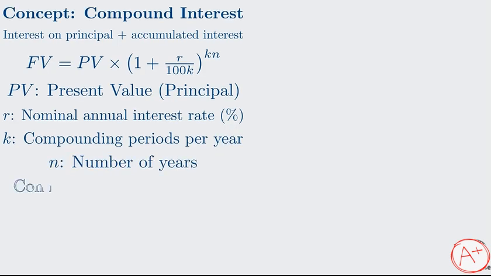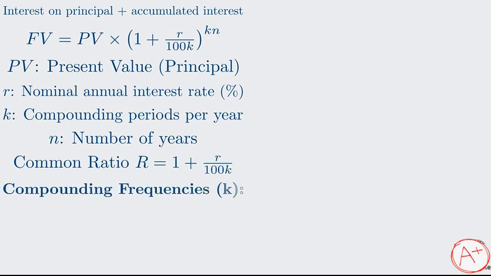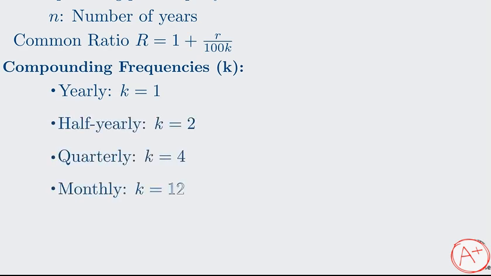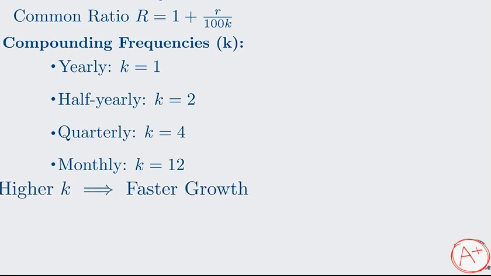The term geometric comes from the fact that we are multiplying the principal by a common ratio every period. The frequency of compounding, denoted by k, is crucial. Yearly means k equals 1, half-yearly means k equals 2, quarterly means k equals 4, and monthly means k equals 12. The more frequently interest is compounded, the faster the investment grows because you earn interest on interest more often.